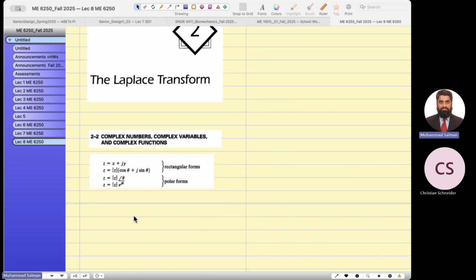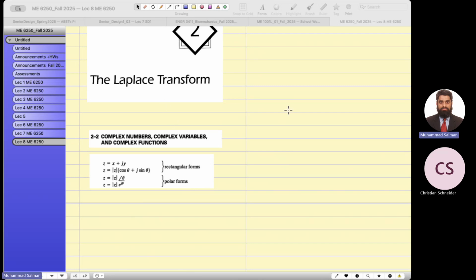So Z is the vector in the complex plane, which has real axis and imaginary axis. And you can write it in the vector form as well as in the scalar form. The magnitude and the direction can be written like this, and the polar form can be written this way. This is just a review.